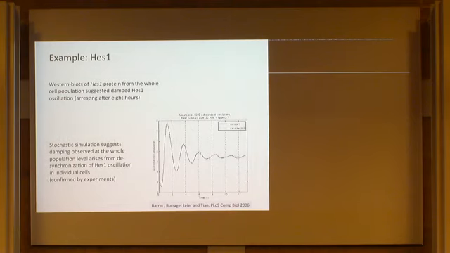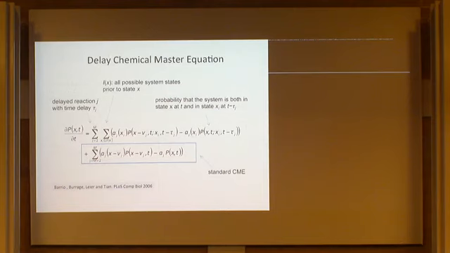Another nice result was the following. The Western blots of HES1 protein from whole cell populations suggested that there was a damping in HES1 mRNA and protein levels. But our simulations suggested that this damping stems actually from an averaging over the whole cell population, but that it is more likely that on an individual cell level these oscillations continue, and this was later on also confirmed by single cell experiments.